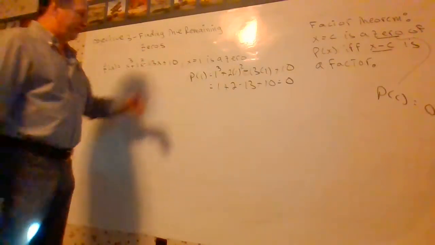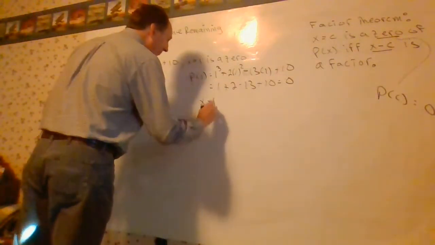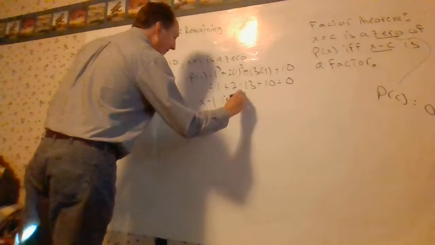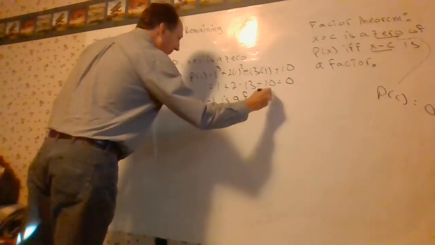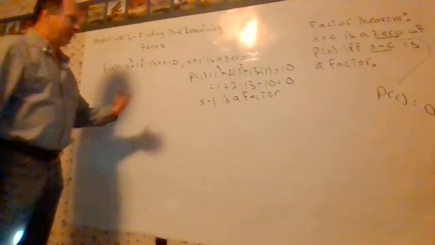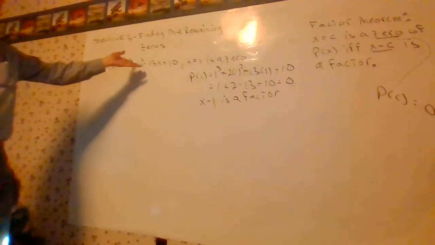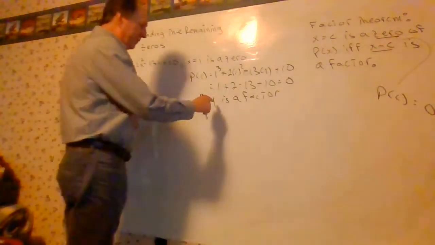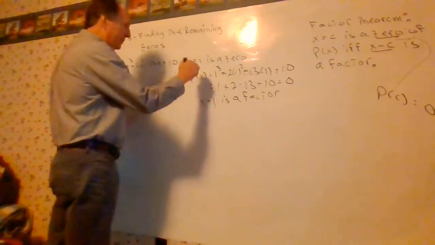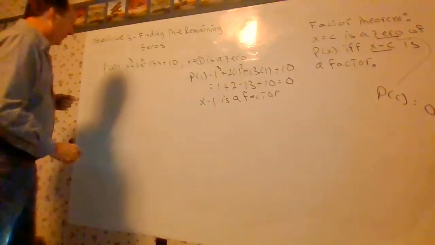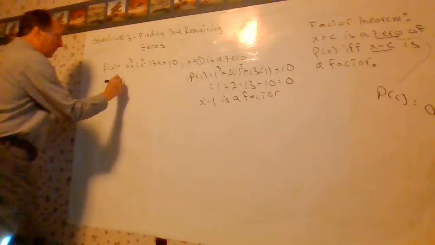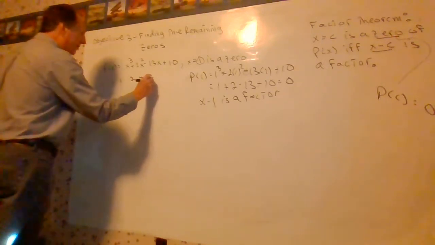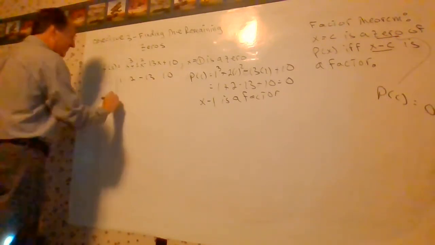Now, the consequence of this is x minus 1 is a factor. So we've begun the factorization process by finding what makes the polynomial 0. Let's go ahead and divide it out. You divide 1 using synthetic division, or you could just grab that 0. And we're going to divide 1 into 1, 2, negative 13, 10.